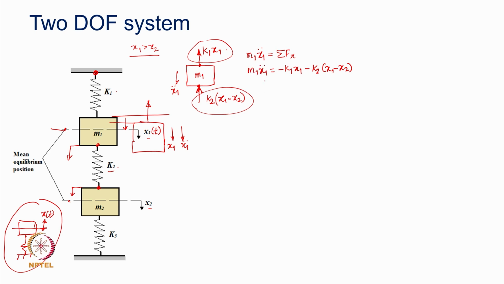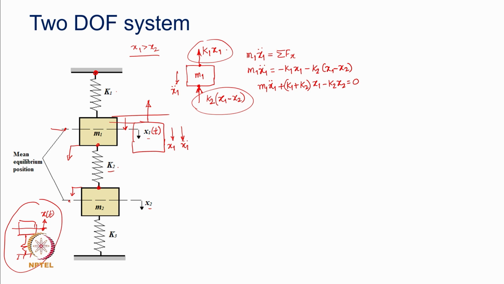And then of course, you can get the governing equation of motion for the first mass: m1 x1 double dot plus (k1 plus k2) into x1 minus k2 into x2 equal to 0. I clubbed the coefficients for x1 while transferring all the elements from the right to the left side.